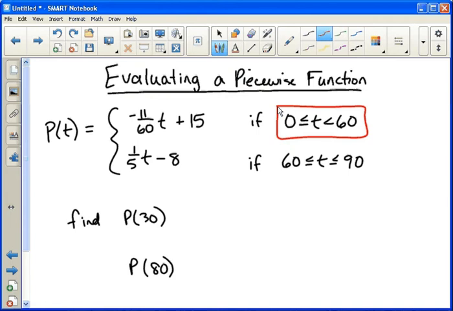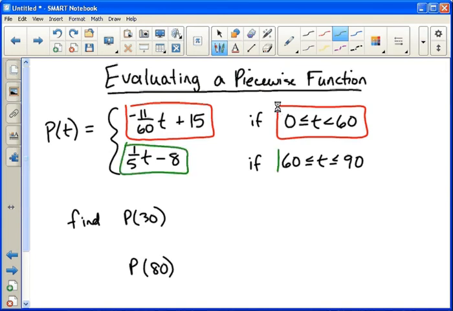In other words, this function only works if we're plugging in values for t that are between 0 and 60. Whereas this second function only works if we're plugging in values between 60 and 90. So basically you look at the pieces on the right to tell you which equation you plug your number into.